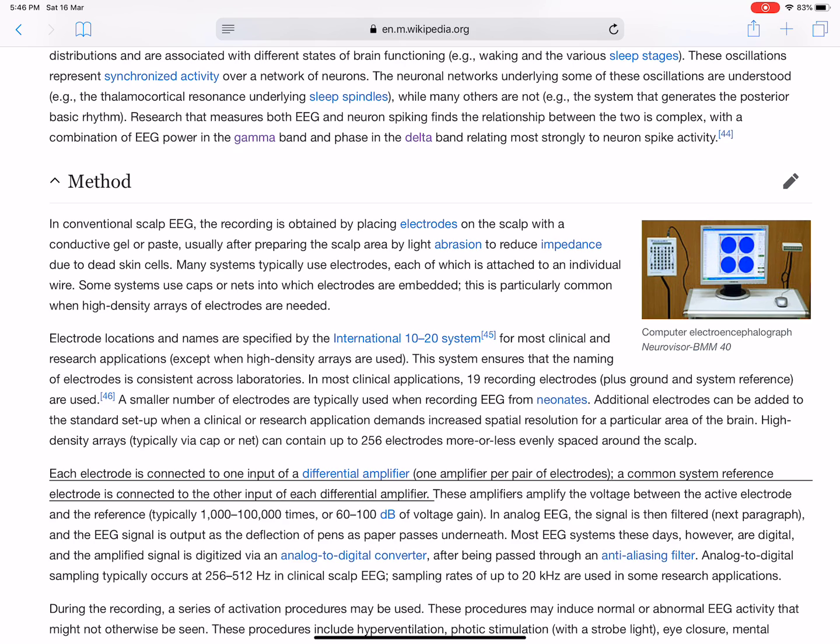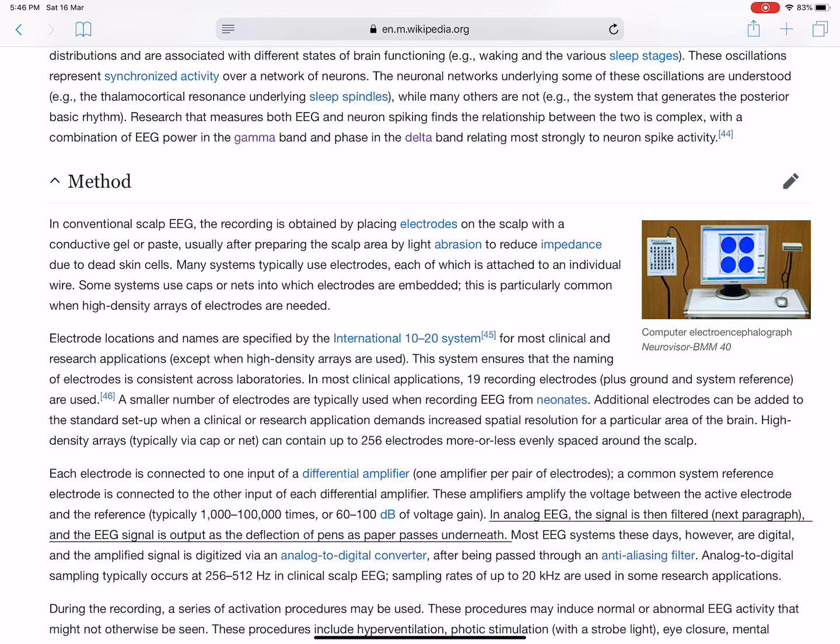A common system reference electrode is connected to the other input of each differential amplifier. These amplifiers amplify the voltage between the active electrode and the reference, typically 1000 to 100,000 times, or 60 to 100 dB of voltage gain. In analog EEG, the signal is then filtered, and the EEG signal is output as the deflection of pens as paper passes underneath.